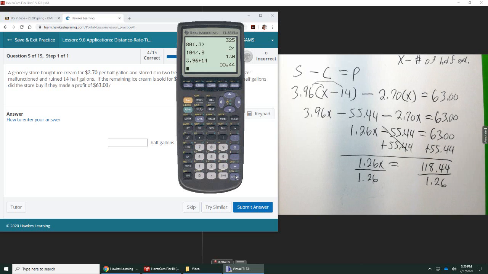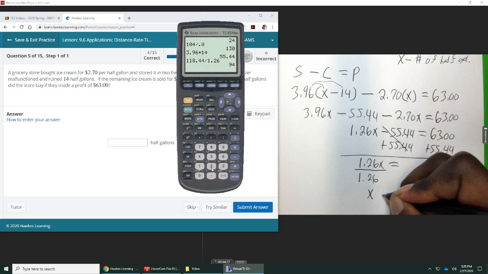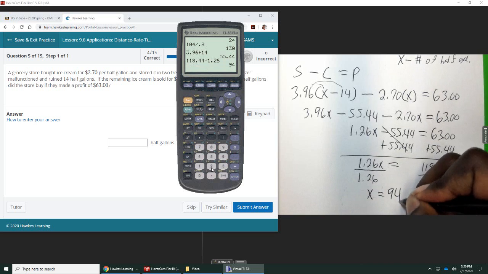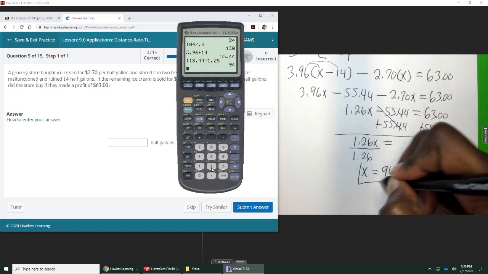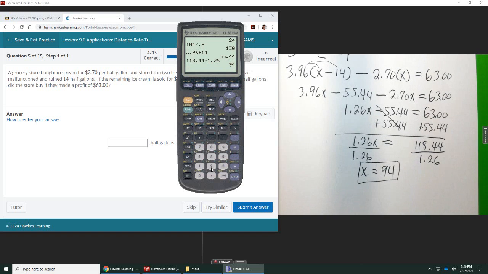So 118.44 divided by 1.26. It's telling us that we started out with 94 half gallons of ice cream. Losing 14 would still give us a profit of $63.